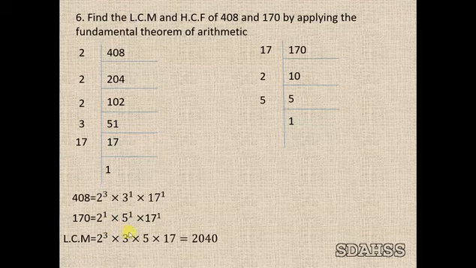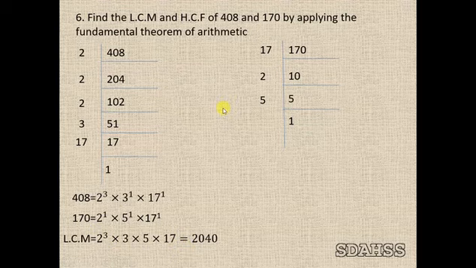Here 17 is a common factor. Then here 2 is a common factor, but you have to write the highest power. The highest power is 3, so 2 power 3. Then you have to write the remaining factors, 3 into 5. Then you have to multiply all the factors. If you multiply, then you will get 2040.